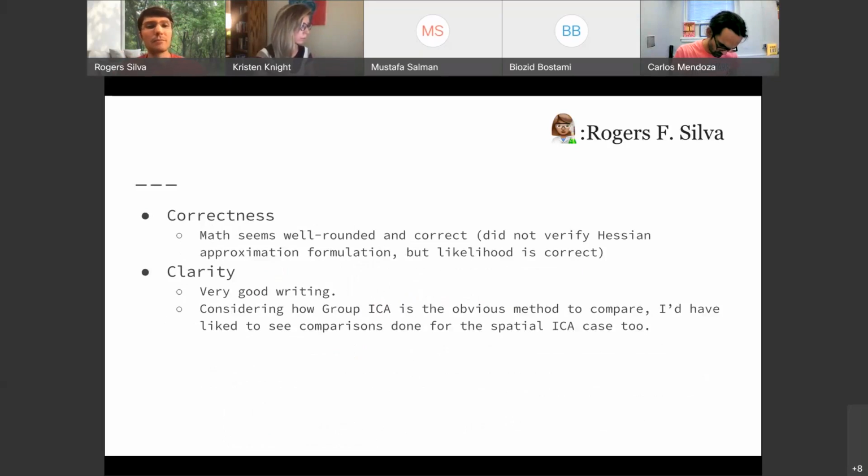In terms of correctness, the math seems all correct and well-rounded. I did not verify the Hessian approximation formulation, but I've seen similar before, and it did look correct. And the likelihood I did verify, and everything was correct there. The writing was definitely great.